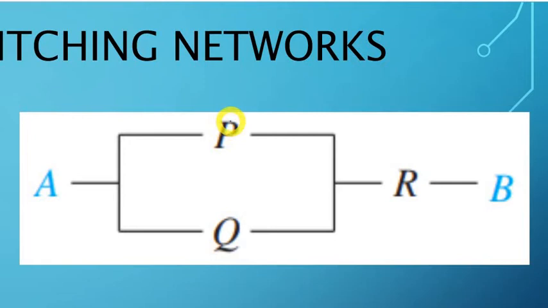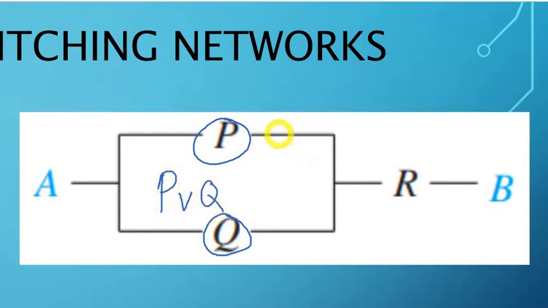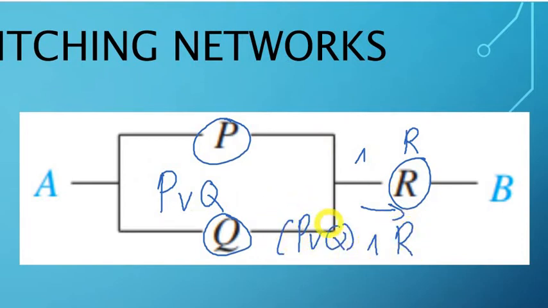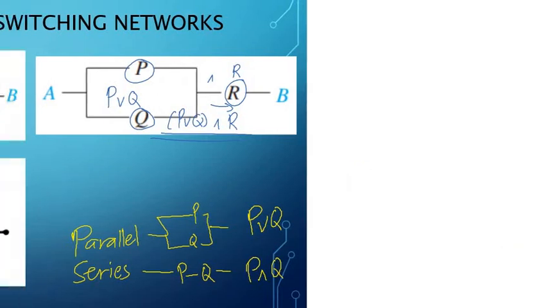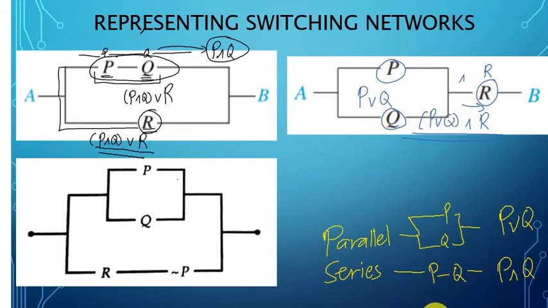Alright, so you can see here switches P and Q connected in parallel. So therefore, we can say that this is P or Q. As you can see now, after this, the parallel network is connected to R via series. So this can be AND R. So therefore, we can write this as P or Q and R. So this now represents our second network. That's another example of how we can represent our network.